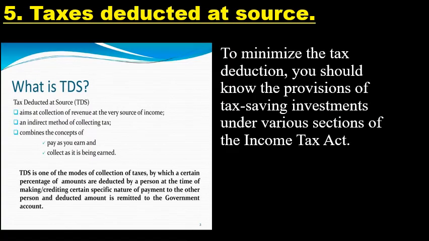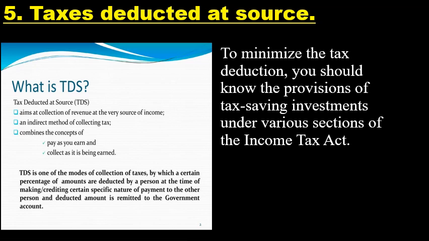The next feature is tax deducted at source. It's the same points which I explained in the previous point: an investment which carries taxation. Tax deducted at source is called TDS. Before crediting the amount to the investor, if the amount is deducted as tax, then it is called TDS. It aims at collection of revenue at the very source of income. If the tax is deducted from the source of income itself, then it is called TDS.